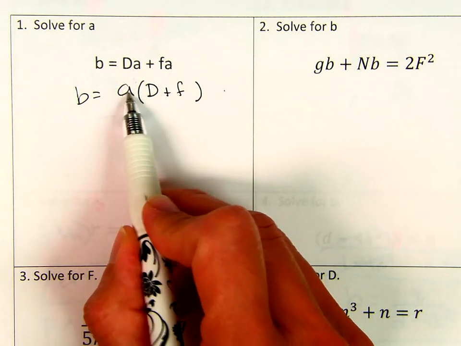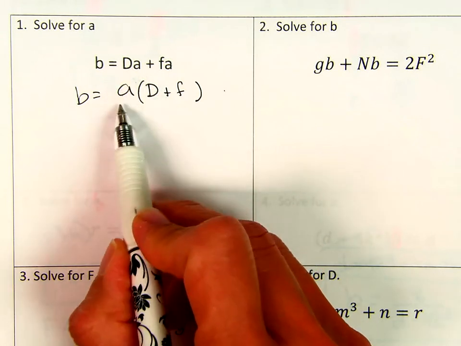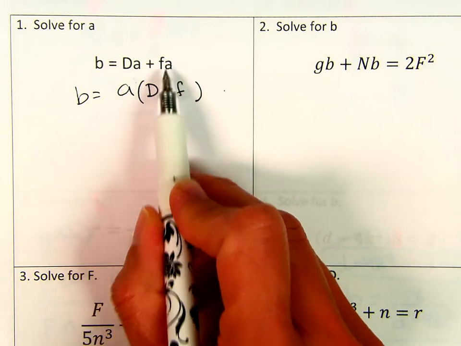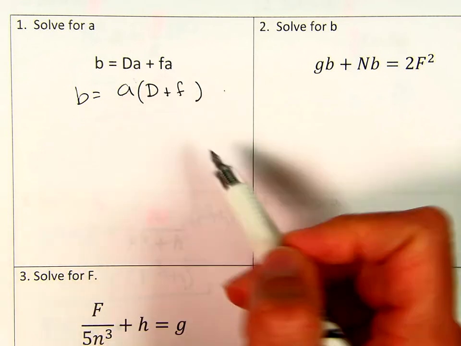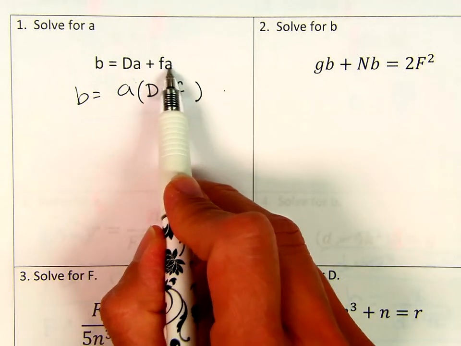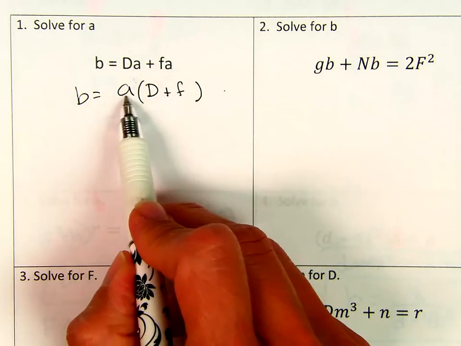And notice D times A gets me my dA. A times F gets me my FA. Always double check to make sure you got it right. But we notice a common factor and we factor it out.